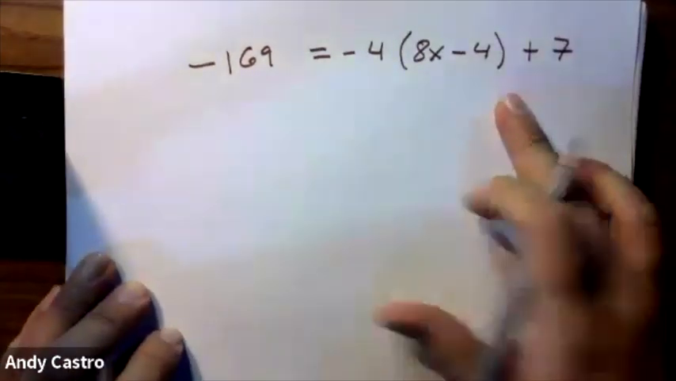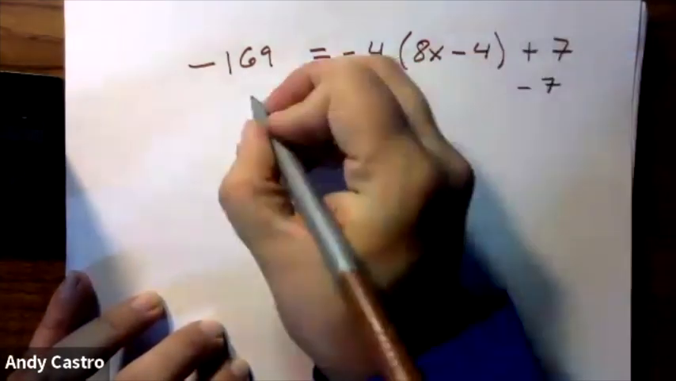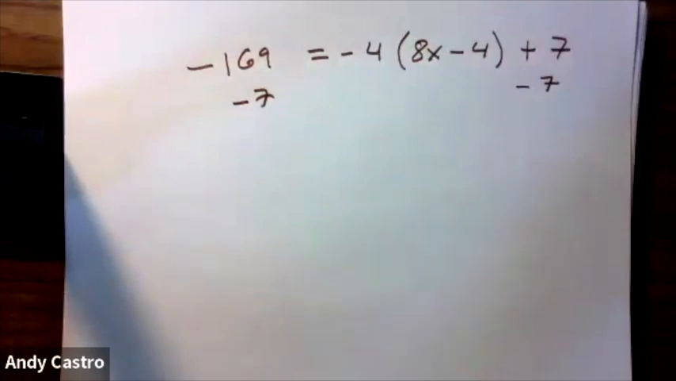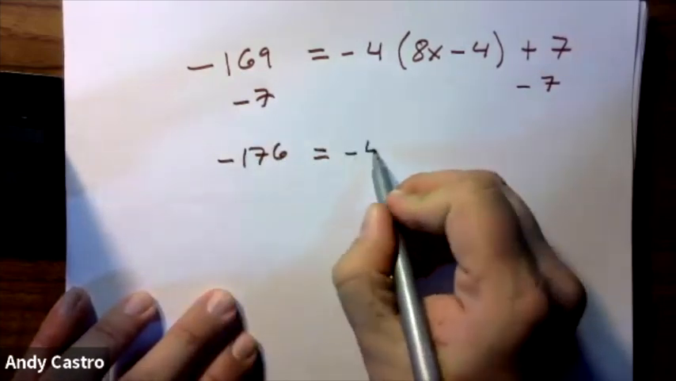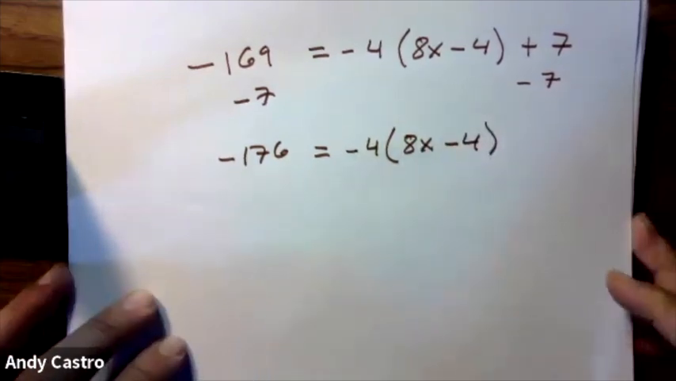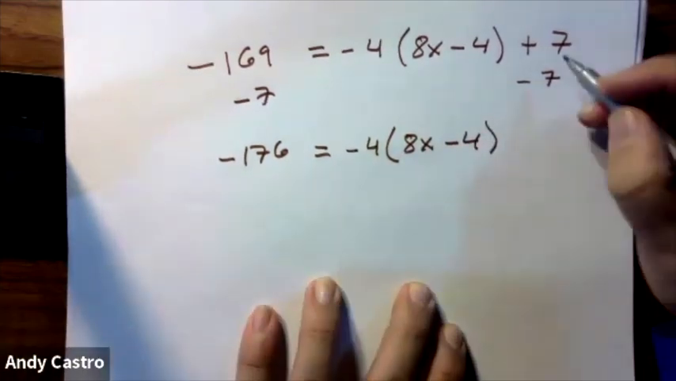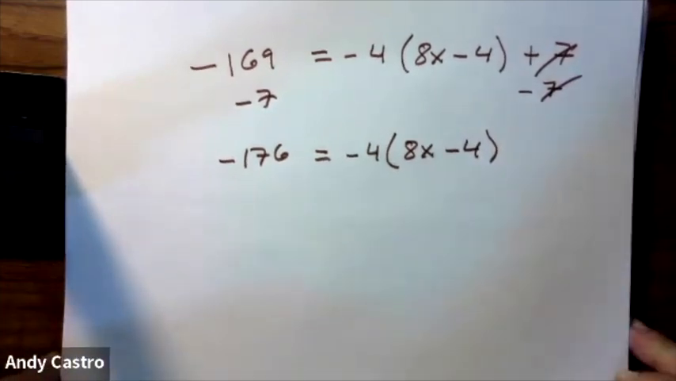What happens if we subtract that 7 from both sides? Okay. All right. So 169, then subtract 7, that's going to be negative 176 is equal to negative 4, 8x minus 4. Okay. Make sure everybody's got that on their paper. Give you a minute to write that down.